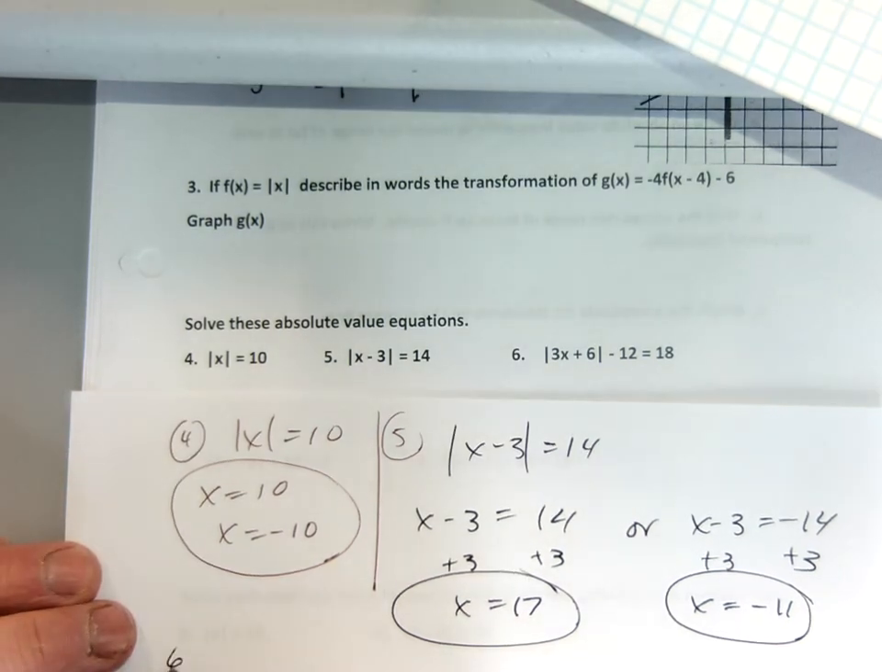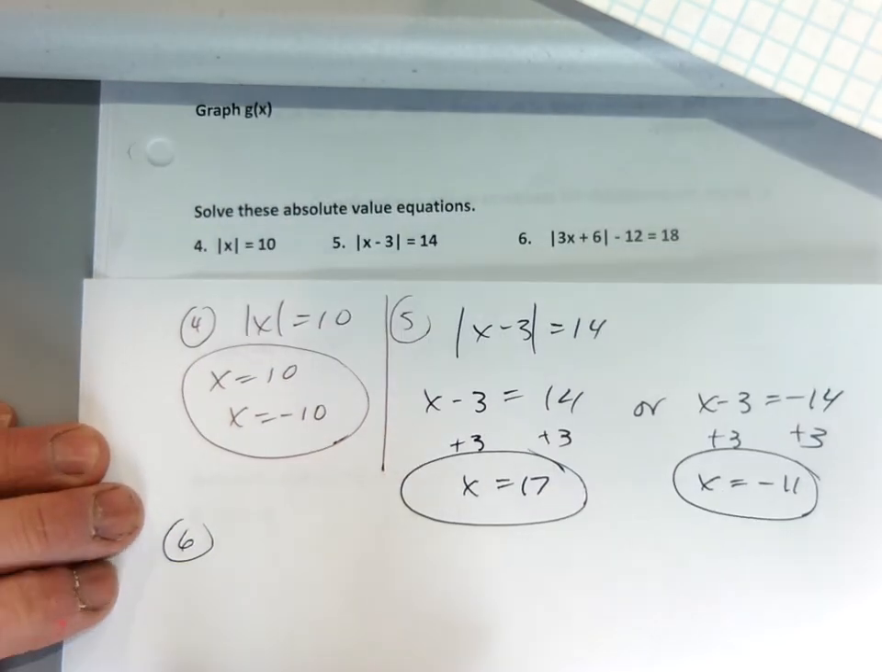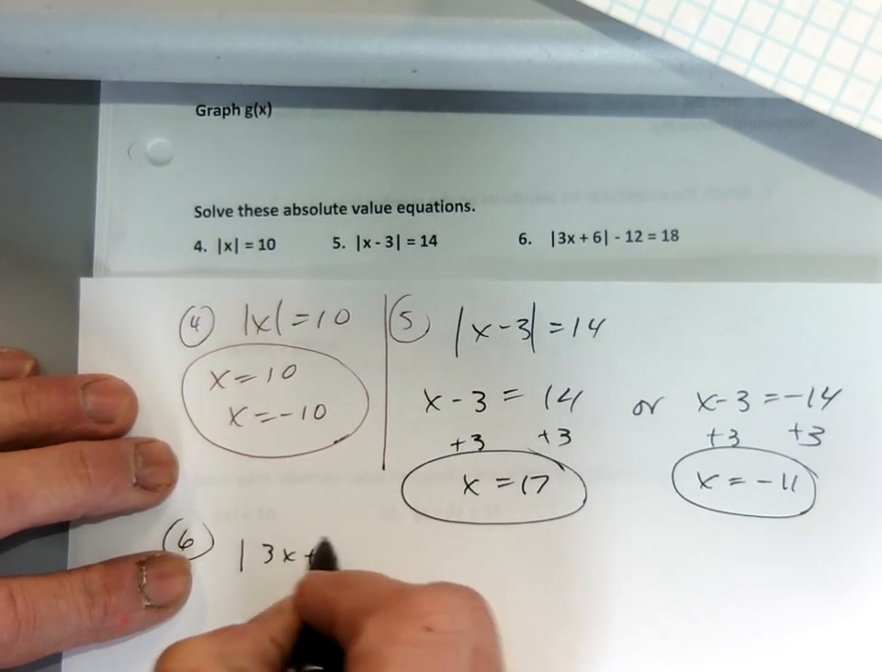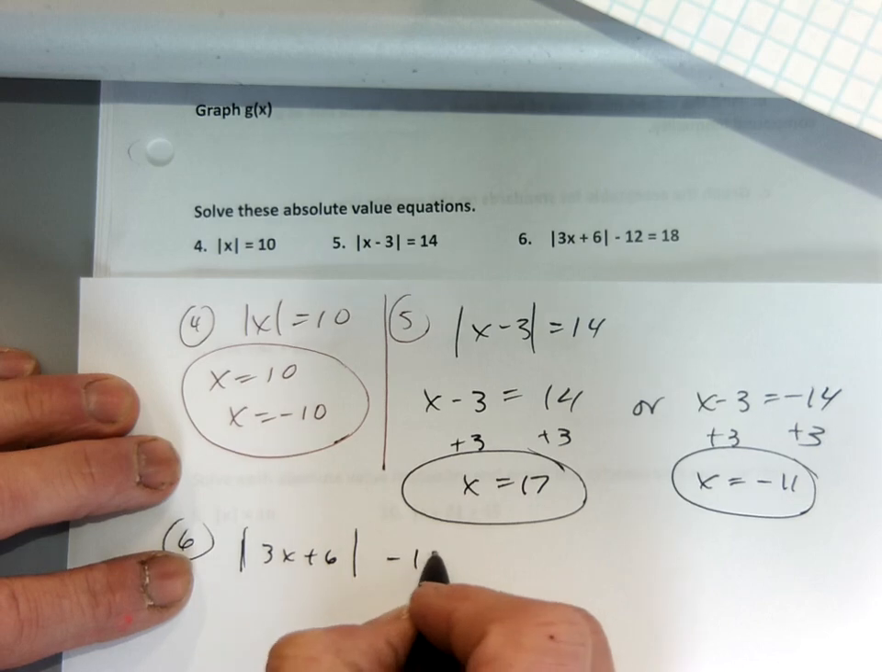Done. Number 6. And again, if I get going too fast, you can always pause the video. Absolute value of 3x plus 6, minus 12 equals 18.